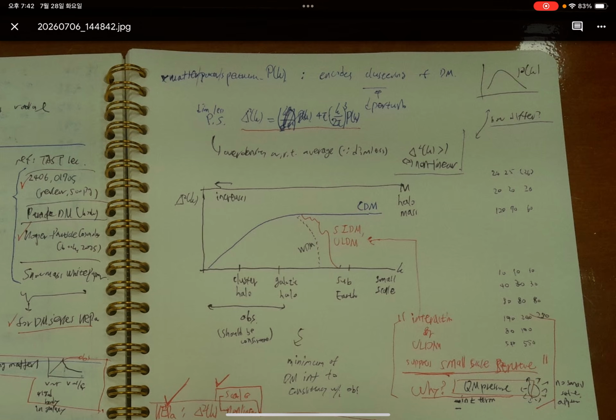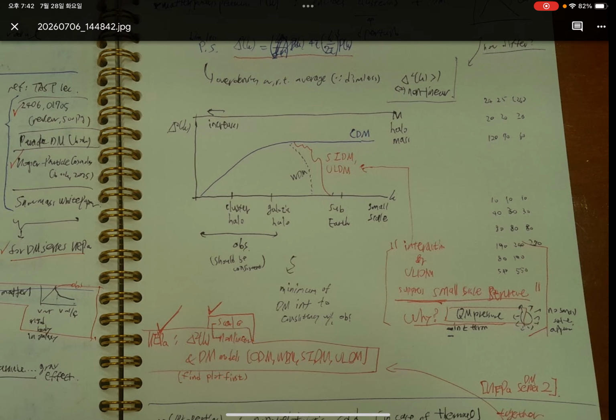And the dimensionless power spectrum has different behaviors depending on the dark matter model. So, for example, cold dark matter has no suppression on small scales, but if we assume self-interacting dark matter (SIDM), ultralight dark matter (ULDM), or warm dark matter (WDM), then the small-scale structures are suppressed.